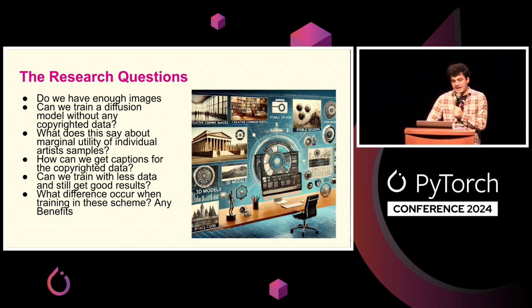Yeah, do we have enough images to train a diffusion model? Can we do it without copyrighted data? How can we get the captions, and can we train good results? And what differences do we incur between this data and the greater superset of data?